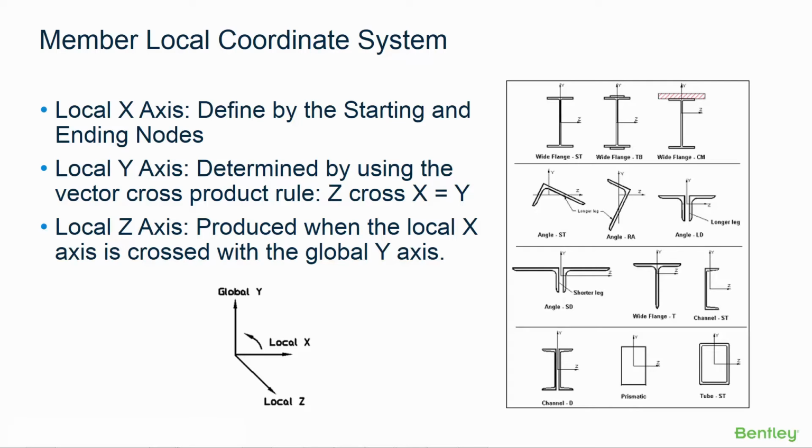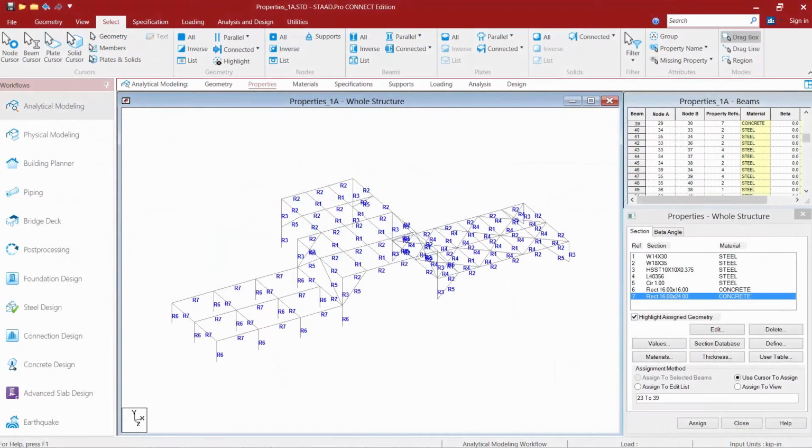Different types of sections in your STAAD.Pro model might consider their local reference point to be a little bit different depending upon the type of section. So it is important to understand this default local coordinate system to be able to effectively modify it as needed. Let's now turn our attention to our sample model. Every member in this model has already been assigned a section property. So at this point, we can visualize the default orientation of each member.